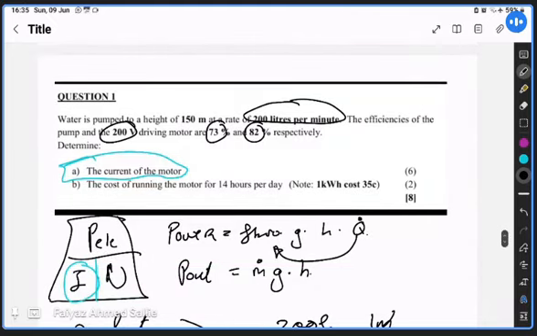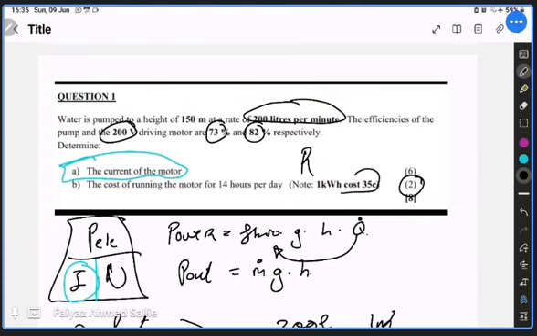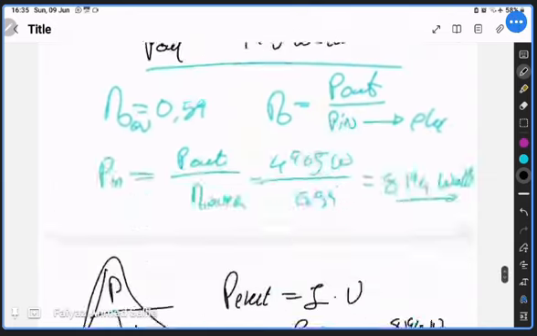The next question is going to be the cost to run the motor for 24 hours, and it's only 2 marks, so it's probably just one formula, and they give us the cost. So the tariff is equal to 0.35 cents per kilowatt hour. They give us a time here. Our time is 14 hours, so we don't have to convert or anything.